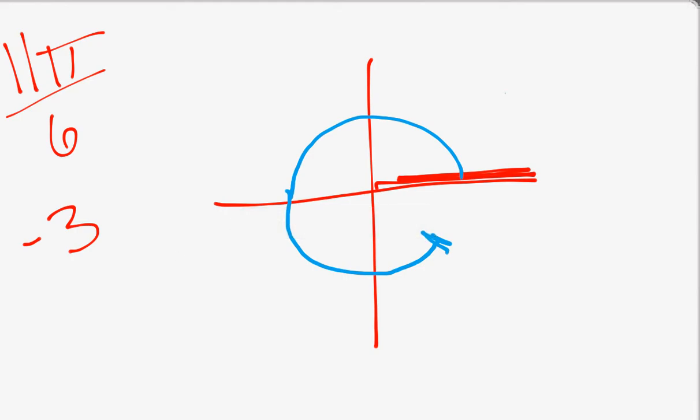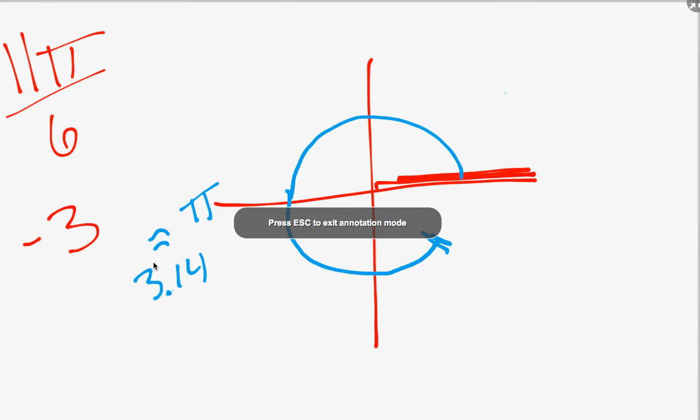Negative 3, on the other end, is not something that is in terms of pi. It's not something that's in terms of pi, but just remember, pi is the same thing as 3.14. So if I needed to do negative 3, I actually think that was one of the ones that was already drawn for you in the first section. But I need to go clockwise, right? So I'm going to start right here. I'm going to go clockwise 3 radians.